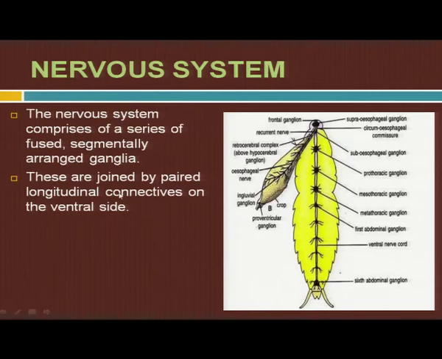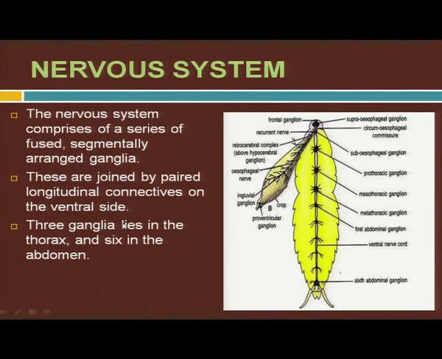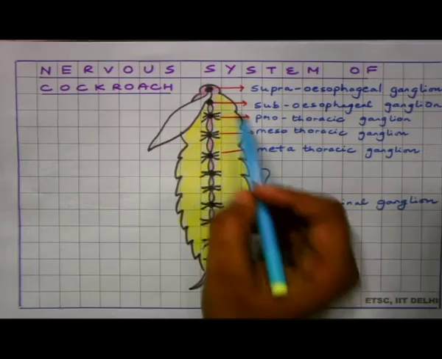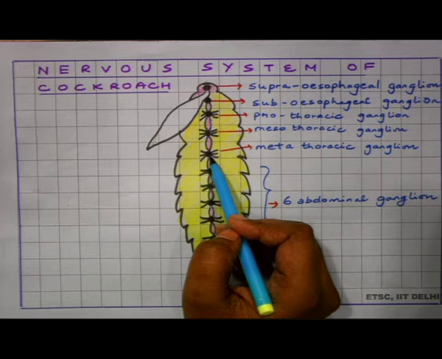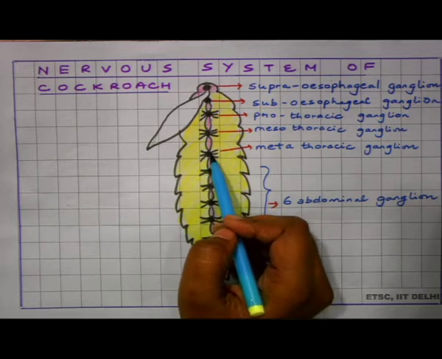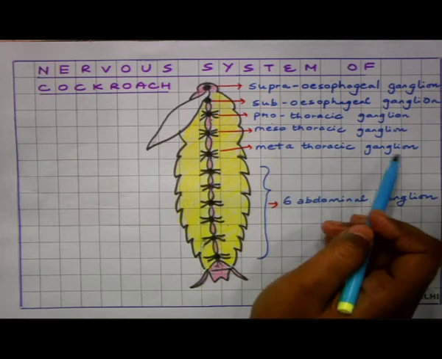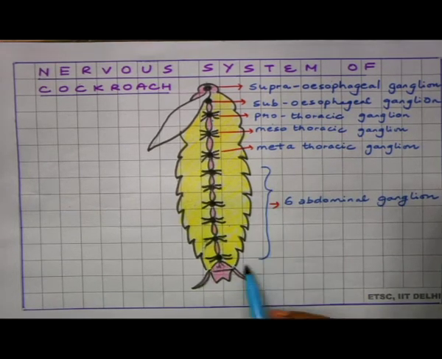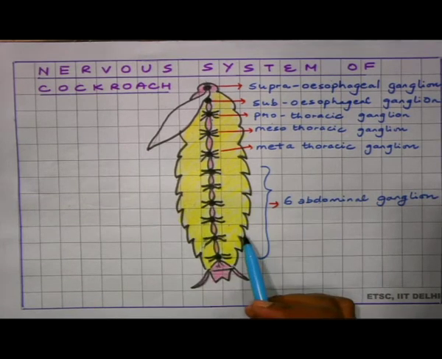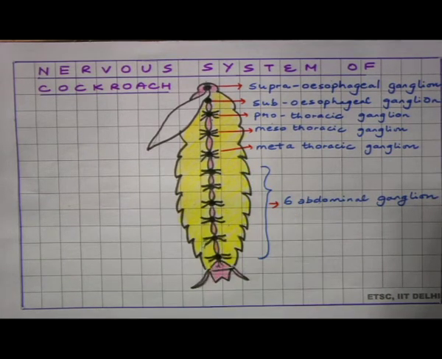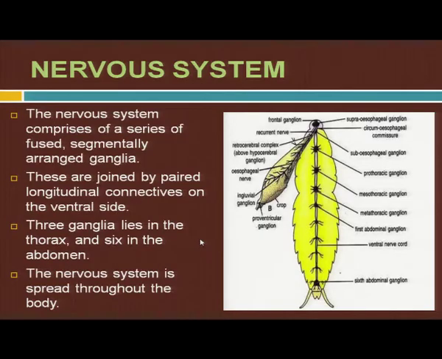These are joined by paired longitudinal connectives on the ventral side. They are connectives which join them, paired connectives on the ventral side. Three ganglia lie in the thorax region. You can see here 1, 2, 3: the prothoracic ganglion, mesothoracic ganglion and the metathoracic ganglion, and 6 abdominal ganglia are present, right. So, there are 3 ganglia in the thorax and 6 in the abdomen, and the nervous system is spread throughout the body.